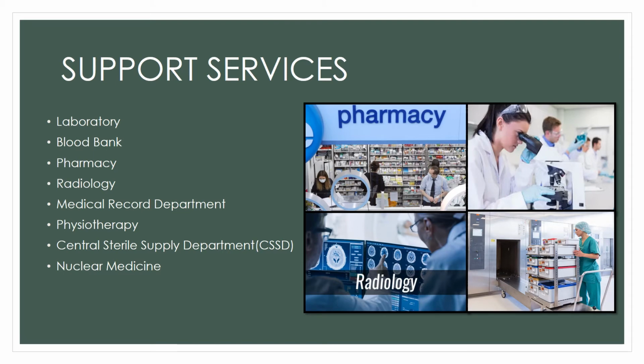Okay, so now I'll talk about the support services. The first one is laboratory. There are different types of laboratory: serology, immunology, hematology, clinical pathology, then cytopathology, cytogenetics, histopathology. Second one is the blood bank. This particular support service is responsible for storing the blood. There are different types of blood like A positive, A negative, B positive, B negative, O positive, O negative, AB positive, AB negative. So all kinds of blood are stored in this particular blood bank.